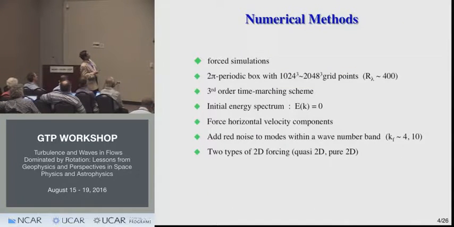So the numerical methods are summarized as this. It's forced simulations in a 2π periodic box with from 1024 cubed to 2048 cubed grid points. The time marching is third order Runge-Kutta. And the initial energy spectrum is zero, so we develop structures just by external forcing. We force horizontal velocity components. And the forcing is not just white noise, but some integrated white noise, so-called red or pink noise, in a small band around forcing wave number 4 or 10.